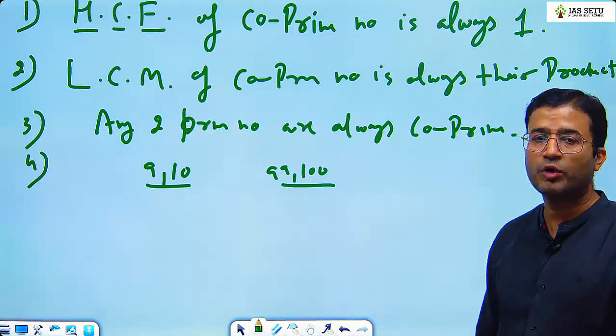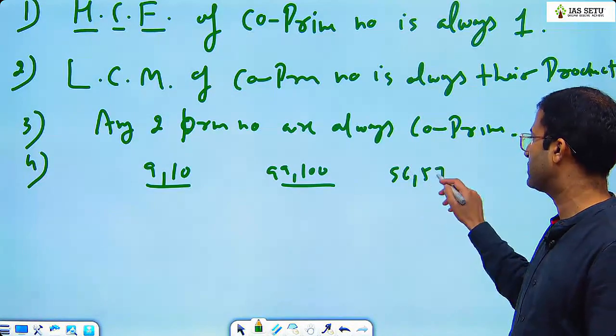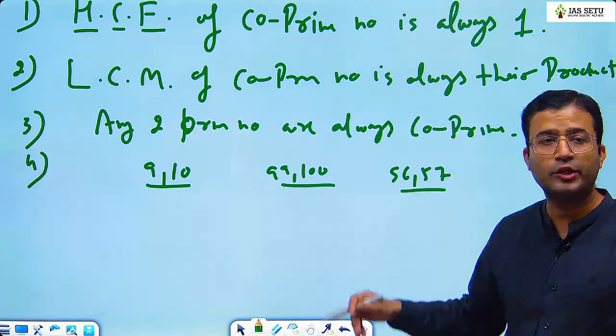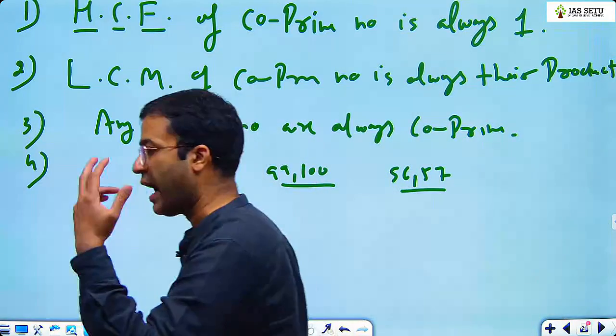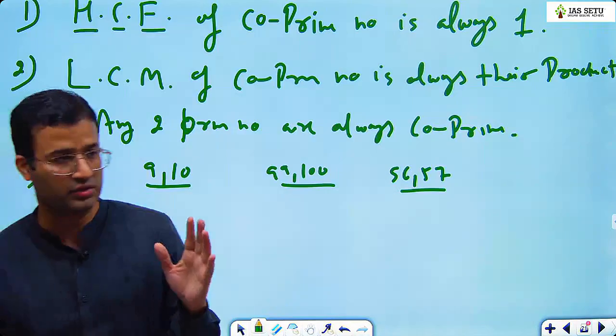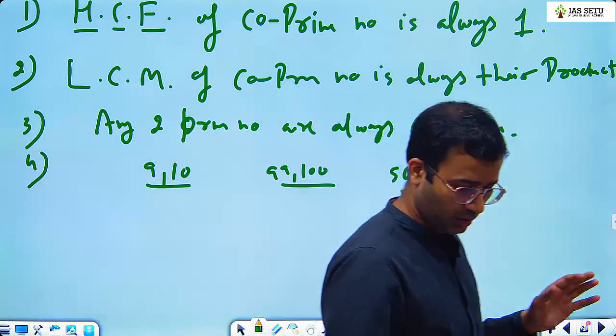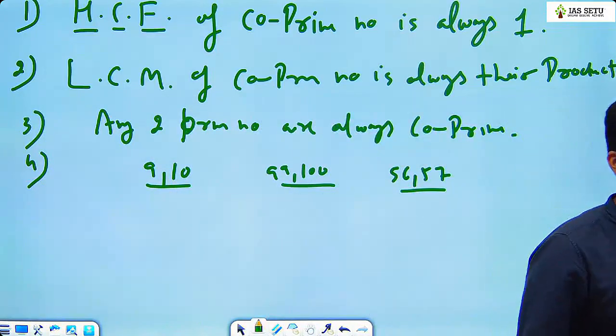You will say, what about 56 and 57? Yes. Any two consecutive natural numbers, कोई भी दो consecutive natural numbers ले लो, have to be co-prime. Yes, always. If any doubt, you can ask.